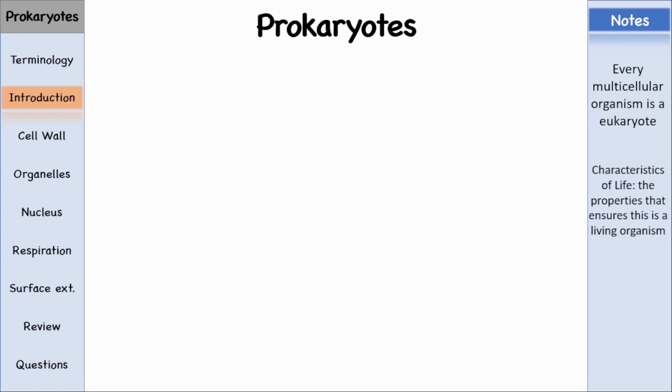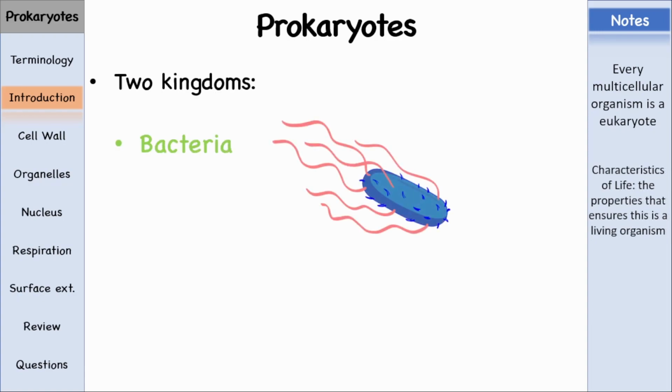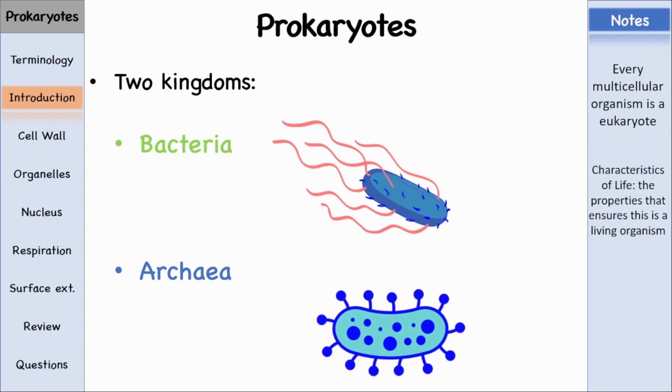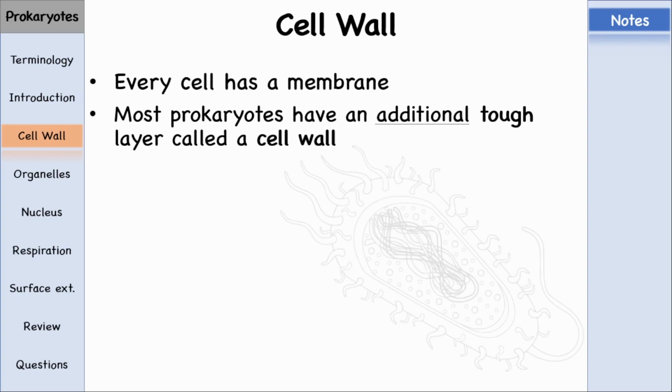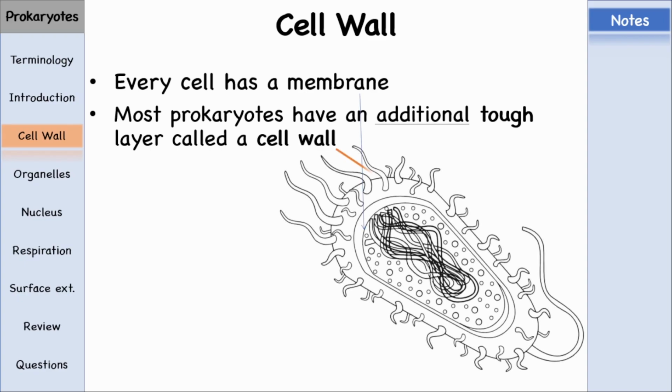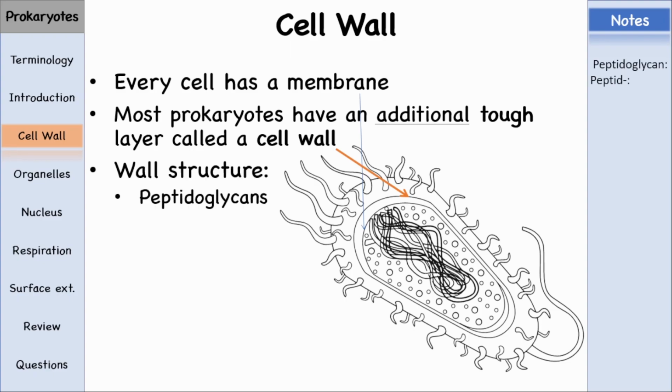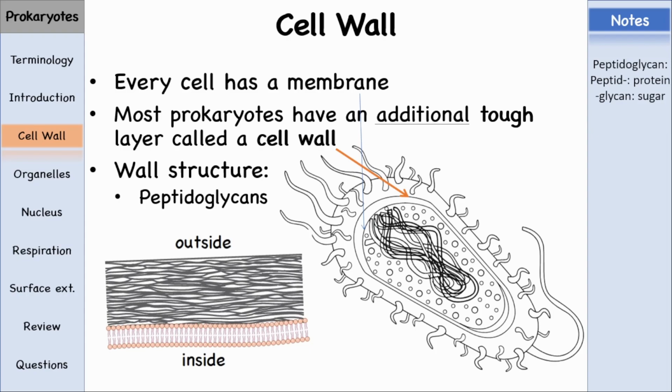Prokaryotic cells are divided into two kingdoms, bacteria and archaea. Since they are unicellular, they are microorganisms, so we will discuss them in the microbiology series. We know that every cell has a membrane, but most prokaryotes have an additional tough layer called a cell wall. And the cell wall is different from the cell membrane. The cell wall is tougher, because while the membrane is made of phospholipids, the cell wall is made up of peptidoglycans, which are polymers of sugar and amino acids. They form a network-like layer around the cell.